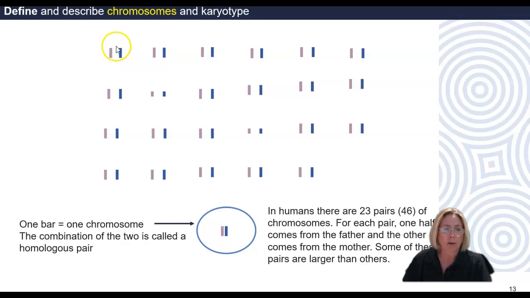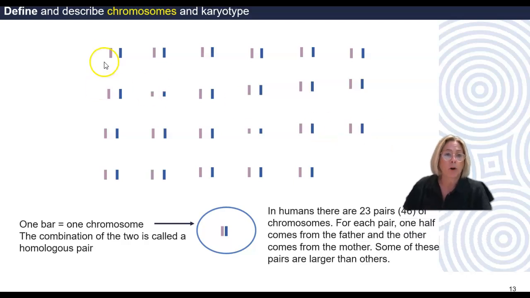So each bar is a chromosome. And when we combine these two kinds of chromosomes, we call them a homologous pair. And in humans, there are 23 pairs, so 46 chromosomes. And for each pair, 1/2 comes from the mother and 1/2 comes from the father. And some of these pairs of chromosomes are larger than others. And we'll have a look at that on the next slide.